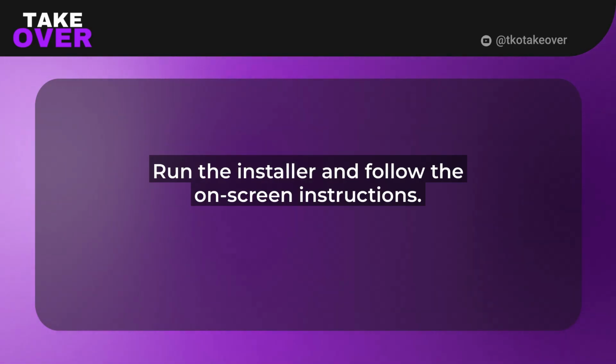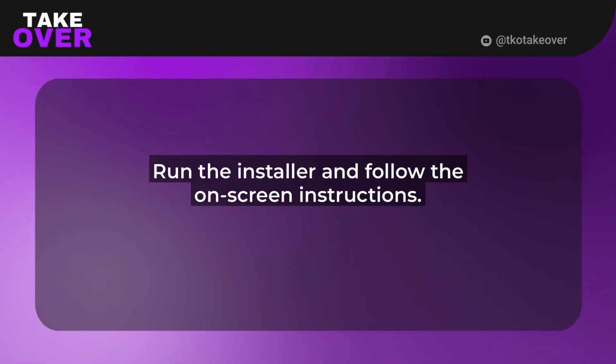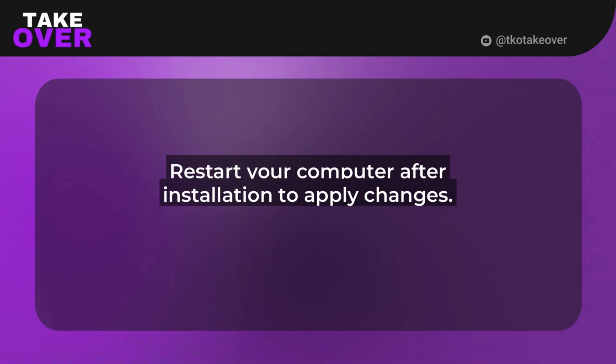Once the download is complete, locate the installer file in your Downloads folder and double-click to run it. Follow the on-screen instructions to install. You might need to agree to terms and conditions, so keep an eye out for that. After installation, restart your computer to ensure everything settles in properly.